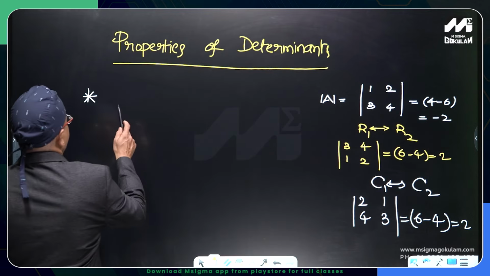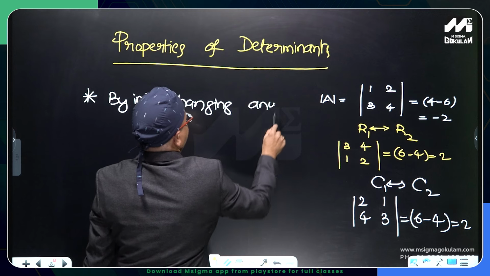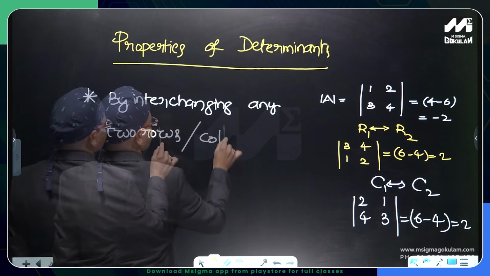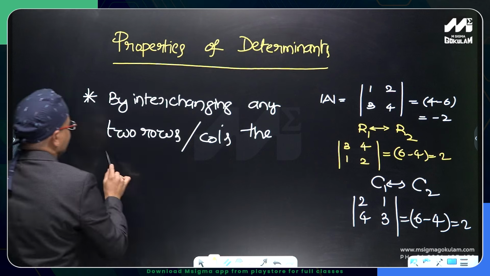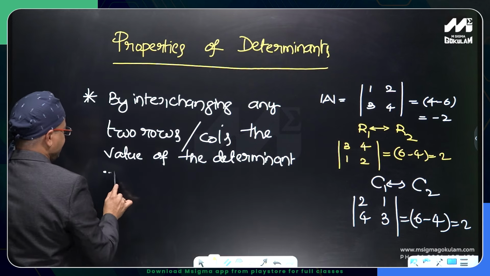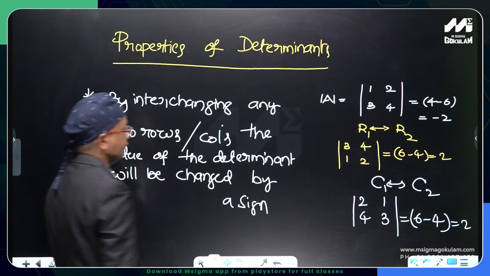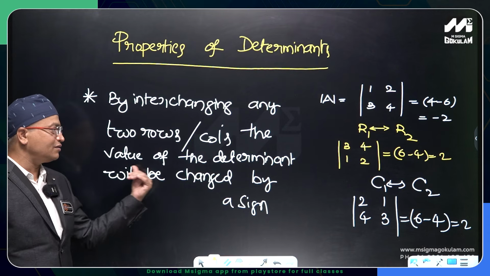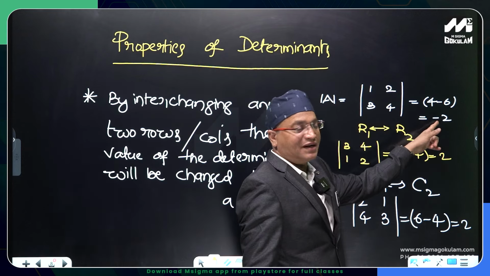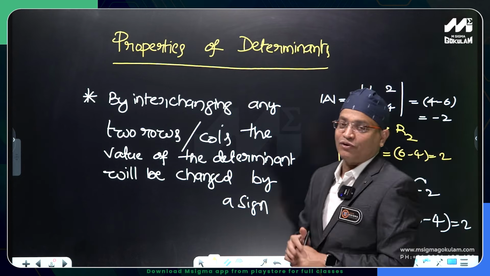So, that is an important point. By interchanging any two rows or columns, the value of the determinant will be changed by a sign. That means if the original determinant is minus, it becomes plus. Suppose it is plus, the new determinant will be minus after interchanging any two rows or any two columns. This is one important property.